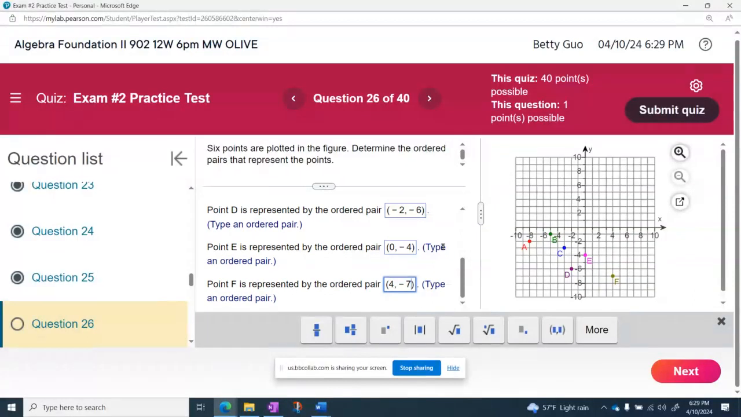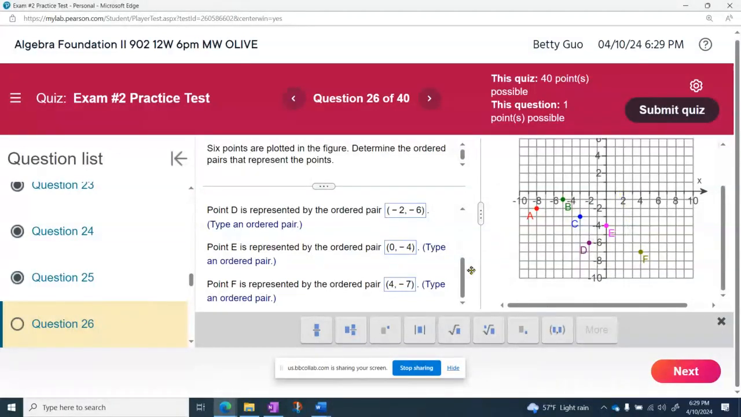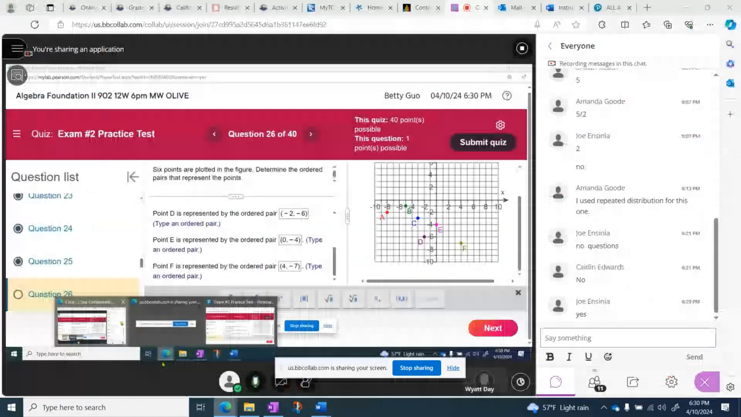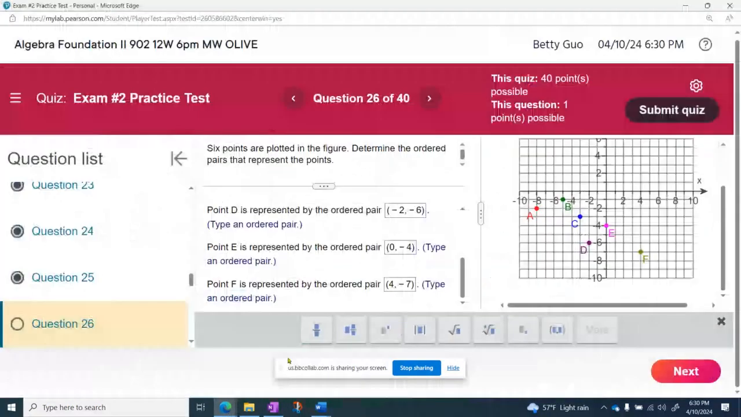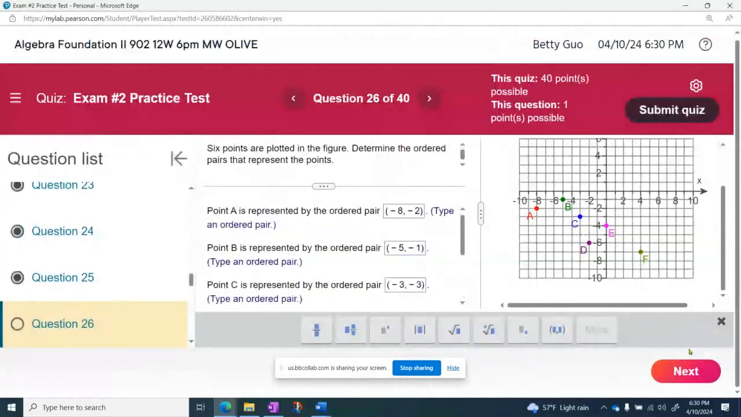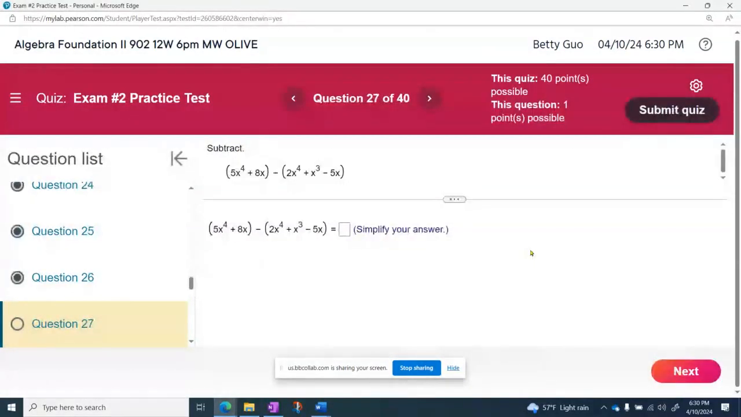Guys, let me know. Do you see the same? It's very small. I think you can amplify. That function should work even with the lockdown browser. Okay, thank you, Joe. Same with mine. So let's move to the next question.